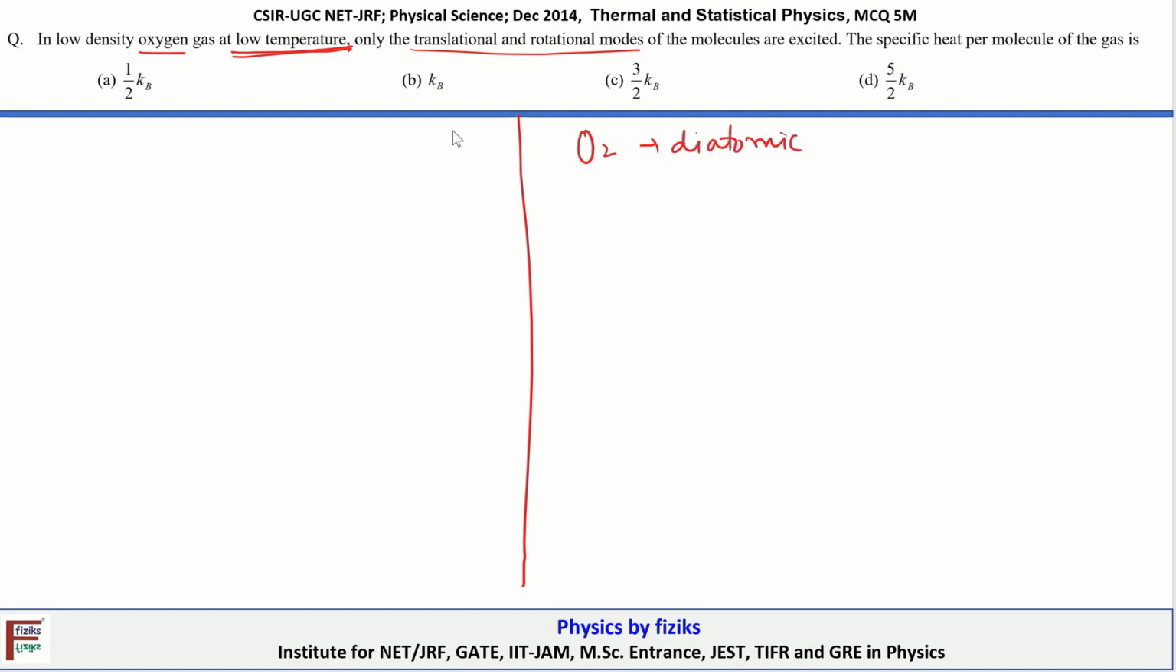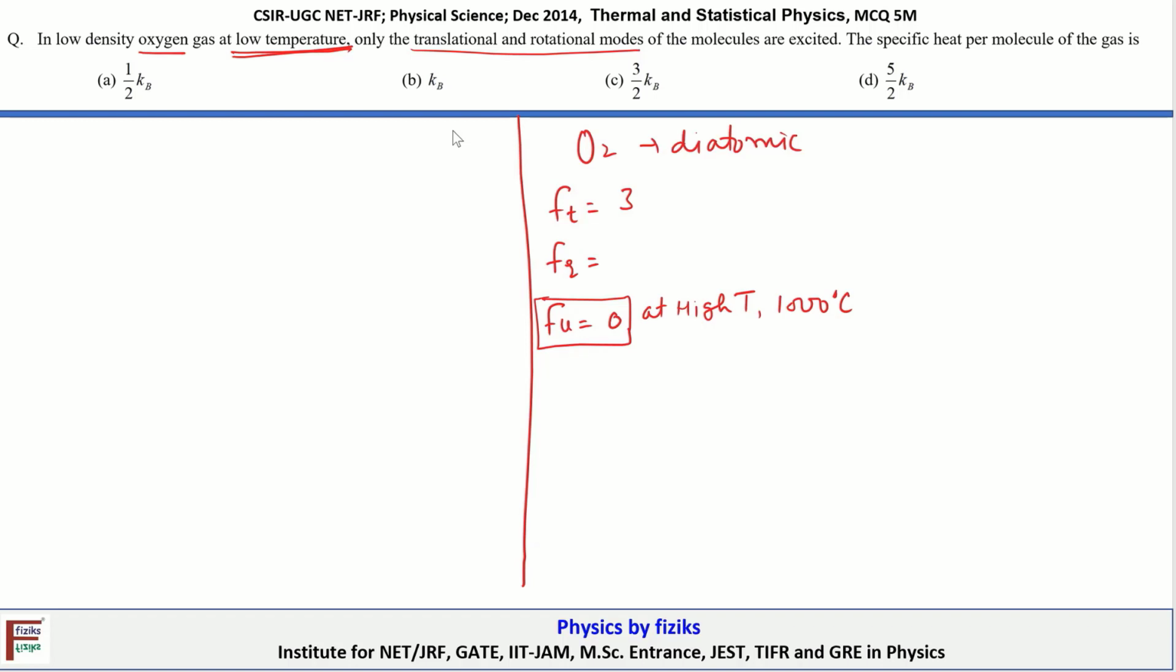If a diatomic gas molecule is moving, it will have 3 translational degrees of freedom. Now because we are talking about low temperature, only the rotational degrees of freedom come into the picture, and we need not worry about the vibrational degrees of freedom, because they become active only at high temperature, which is much larger than 1000 degrees Celsius.